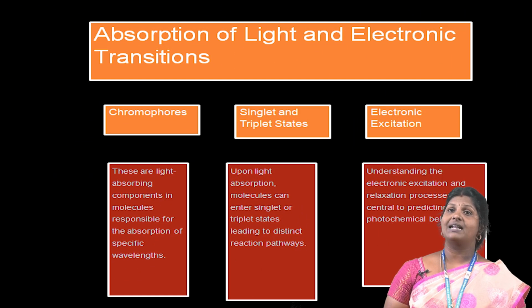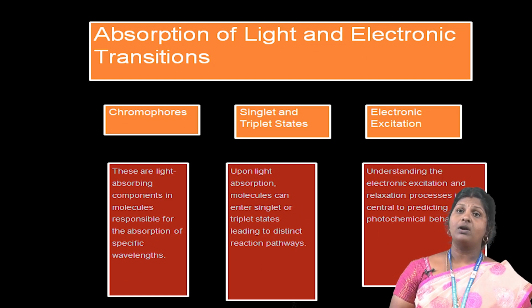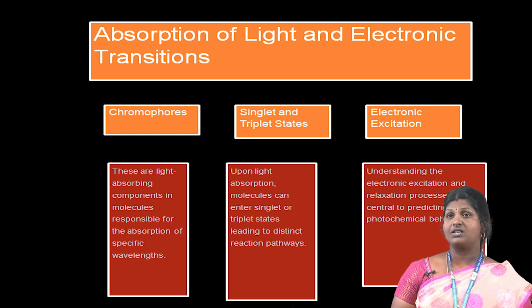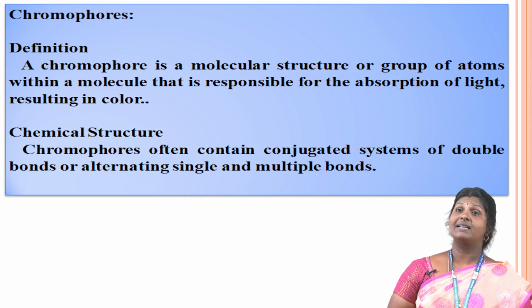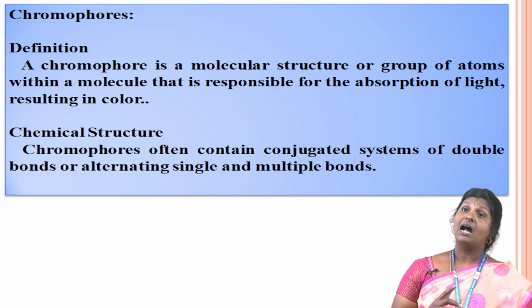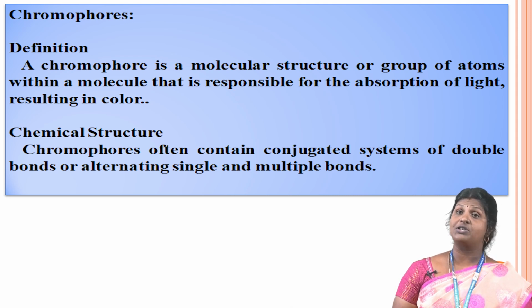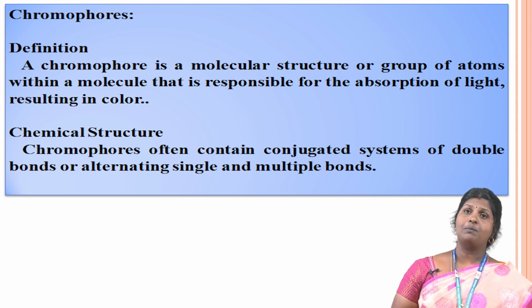Absorbing light and electronic transition are important. The first is the chromophore, the second is singlet and triplet state, and the third is electronic excitation. Chromophores play a significant role in absorbing and reflecting light in various biological and chemical systems. Here is a concise 5-mark question that is important.